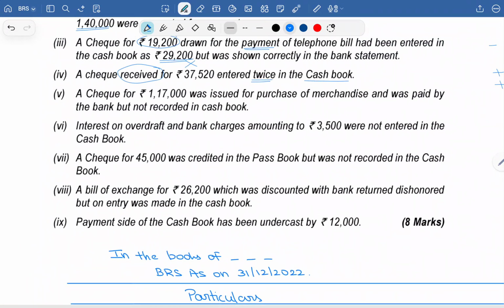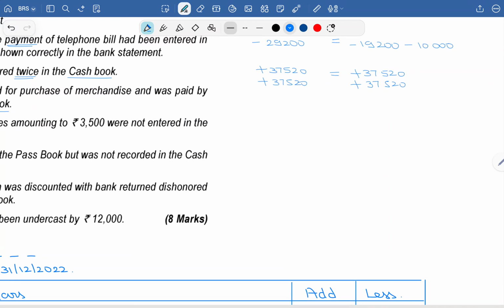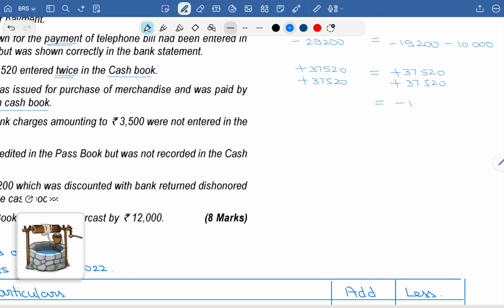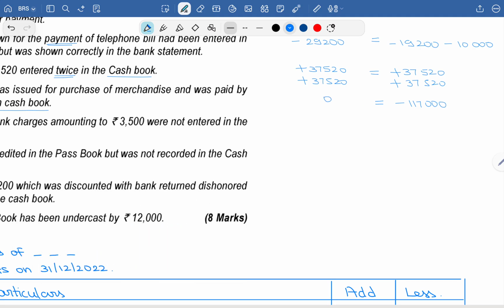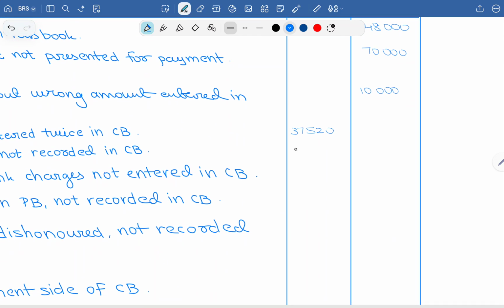Next one, adjustment number 5. A check of rupees 1,17,000 was issued for purchase of merchandise and was paid by the bank but not recorded in the cash book. So check issued, my balance will decrease. So minus 1,17,000 in the passbook. In the cash book we have not made any entry, so cash book is 0. To make them equal I have to add back 1,17,000. So add column 1,17,000.